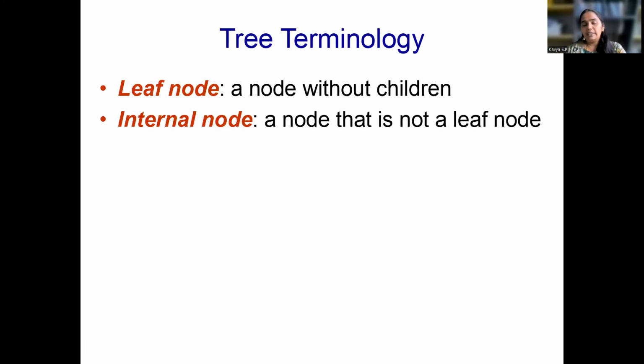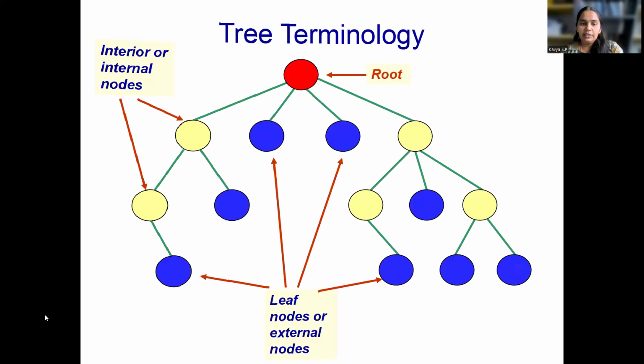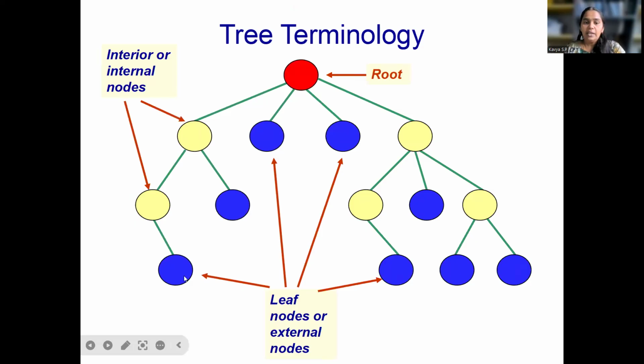So the next set of terminology is nothing but a leaf node and an internal node. Leaf node is nothing but the node which does not have any children. A node with zero children is called a leaf node, and the node which has children is called an internal node. In this case, the nodes which are colored blue do not have any children, that is, nodes with zero children, and we call them leaf nodes.